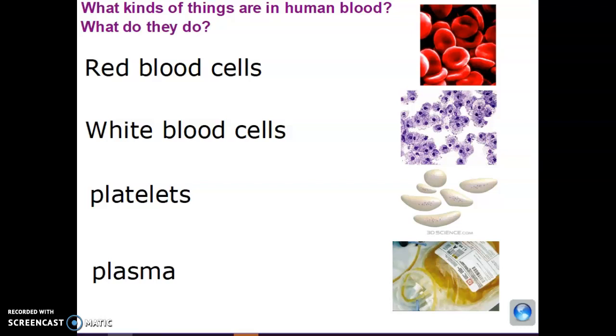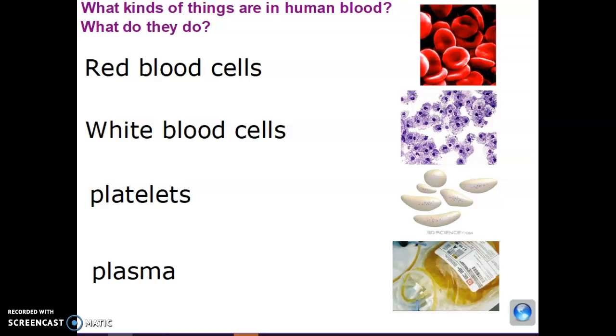Okay, today we're going to talk about blood types and how that's related to codominance in biology. So before we do that, let's just talk a little bit about what is actually in our blood. There are three kinds of cells, and then there's also the liquid part, which is called plasma.